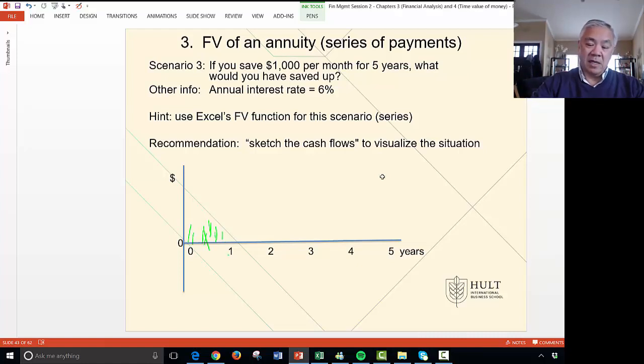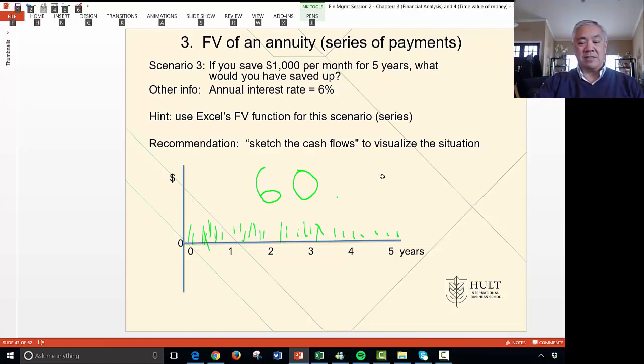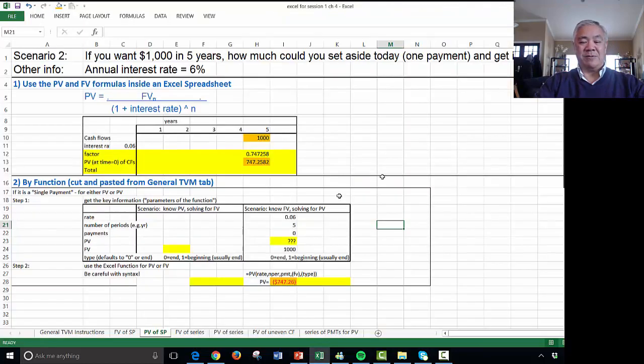We'll have 12 payments in year 1, and likewise, we'll have 12 payments in year 2. So you can visualize that over the course of the time, we would have 60 payments. That's a lot of cash flow. So the question is, if you put in that amount of money, what is it worth at the end, right? So let's show you how to do this, and there's going to be a lesson in this one.